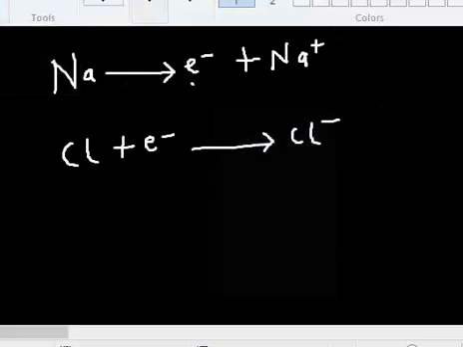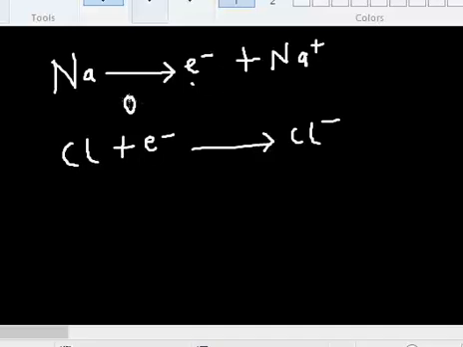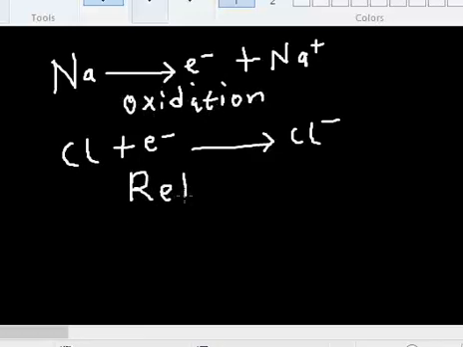So the very first reaction here is oxidation reaction, while this second one is reduction reaction. Now, how does that explain reducing and oxidizing agent?